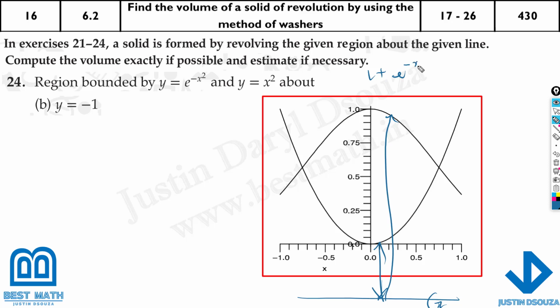1 plus e minus x squared. That is our outer. What is our inner? So now here, you're going to add both the equations. See, this much, and then you're adding this equation, right? And even the inner equation, so much, and then you add this parabola because it's going away from it.